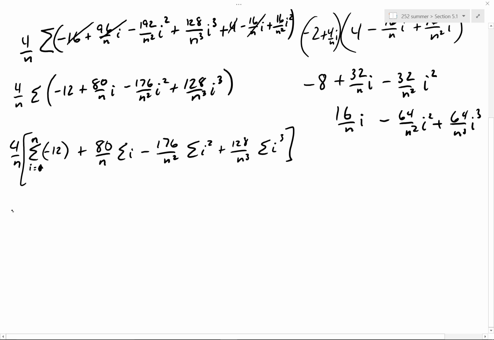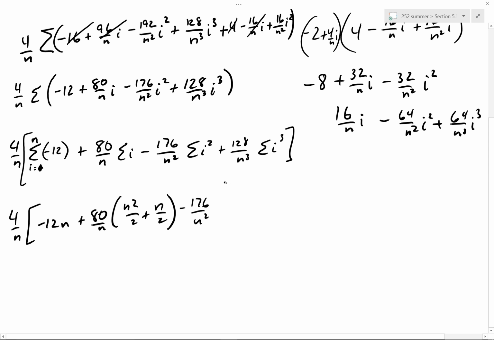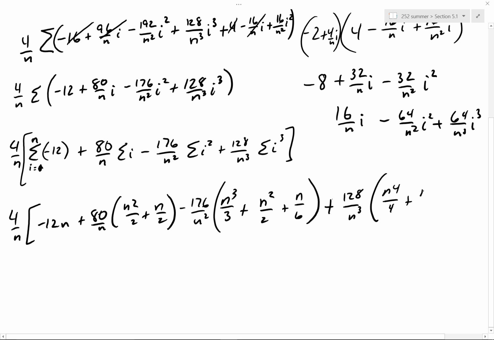Okay. And again, I'm just going to cut to the chase here. So this is minus 12n. We know that. This is plus 80 over n times n squared over 2 plus n over 2, plus minus 176 over n squared. And then this is n cubed over 3 plus n squared over 2 plus n over 6, plus 128 over n cubed. And then it's n to the 4 over 4 plus n to the third over 2 plus n to the second over 4.